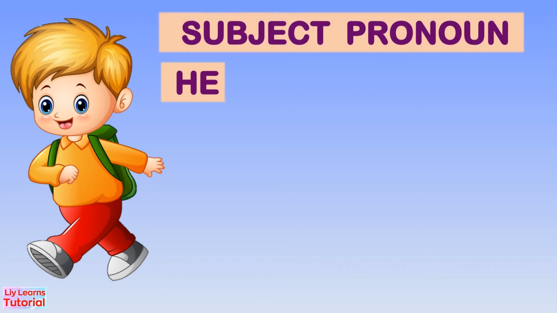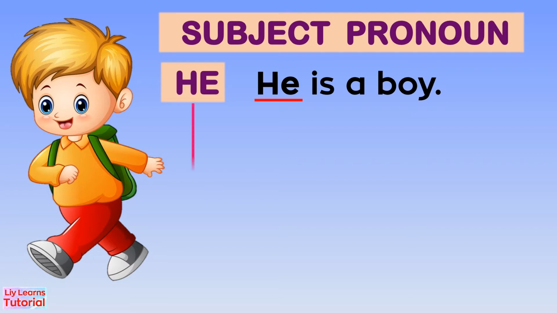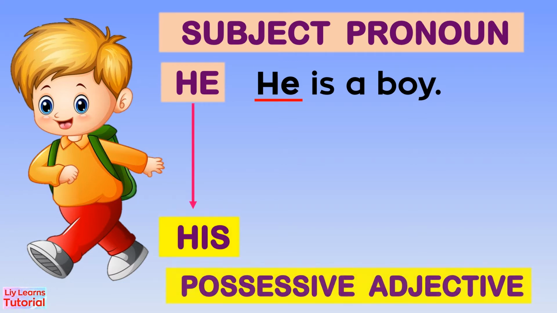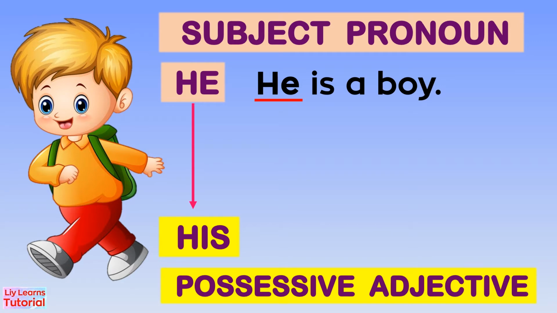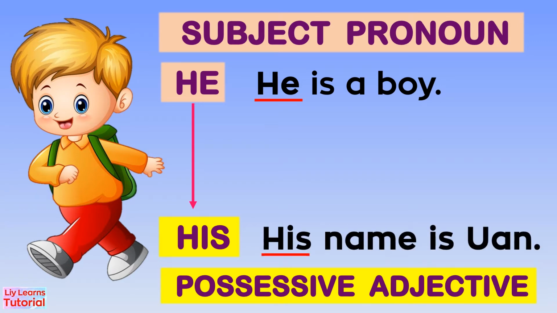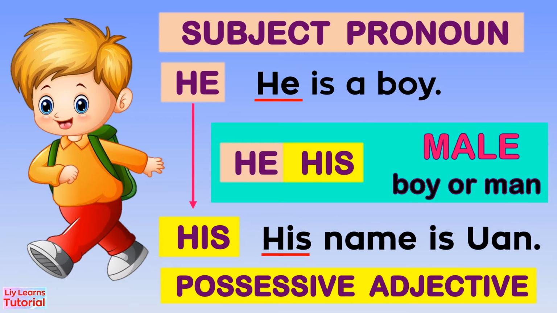He is a subject pronoun. For example, he is a boy. His is a possessive adjective. For example, his name is Yuan. He and his are used for the male, like a boy or a man.